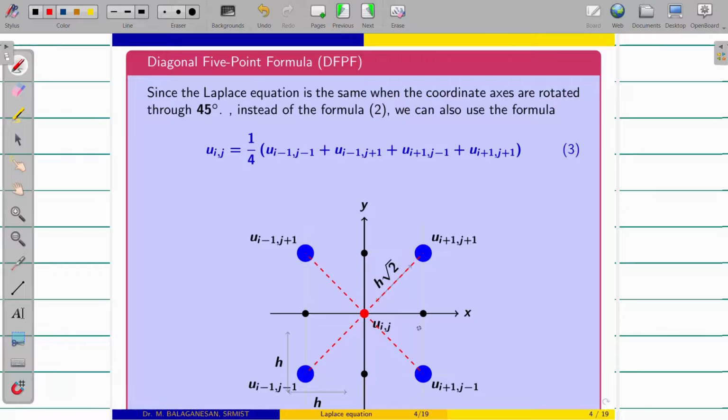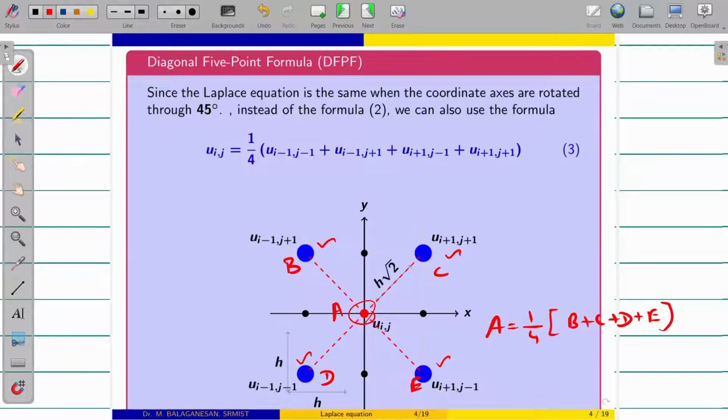These are all the diagonal points: 1, 2, 3, 4. So the average of these four values will give Uij. If there is any confusion, I can write this as A, this is B, C, D, E. Then if I want to find A, it will be 1 by 4 of the values B plus C plus D plus E. That's it. The average of the four values will give the diagonal 5-point formula.